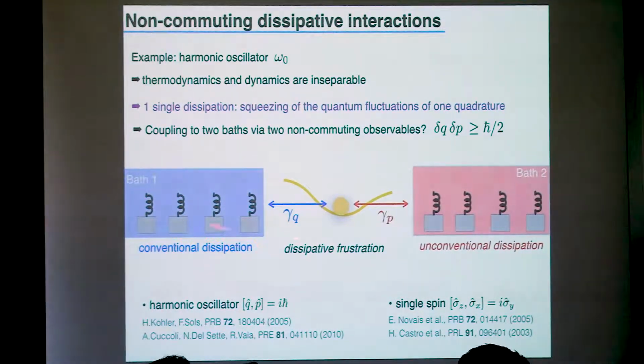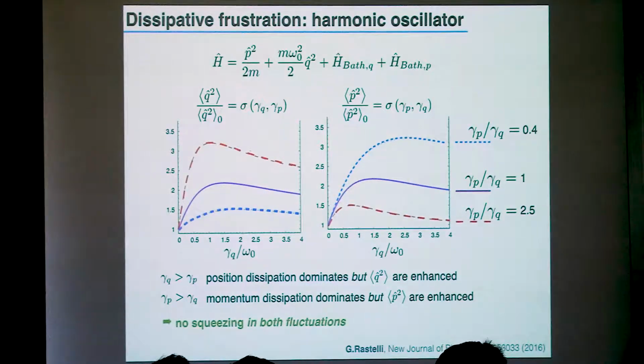This situation was called in the literature dissipative frustration, and was analyzed for the simple case of a harmonic oscillator, where Q and P, momentum and position, do not commute, and one spin coupled to two baths with the Pauli algebra. Now, this is the result. This is exactly solvable, because the coupling is linear between the two baths. And you recover this behavior, which a priori you do not expect, for the following reason.